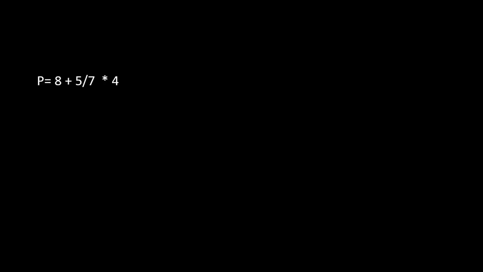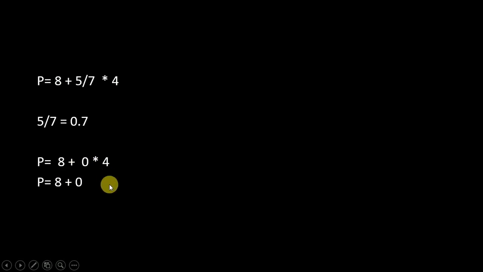So let's see the question. First of all, we'll do the calculation: 8 plus 5 by 7 into 4. First of all, 5 by 7 will be 0.7. But what we have to return is only the integer value, so here the integer value will be 0. So p equals 8 plus 0 into 4. Now the priority of multiplication is higher than addition, so we will do the multiplication first, and then the addition, that is p equals 8.